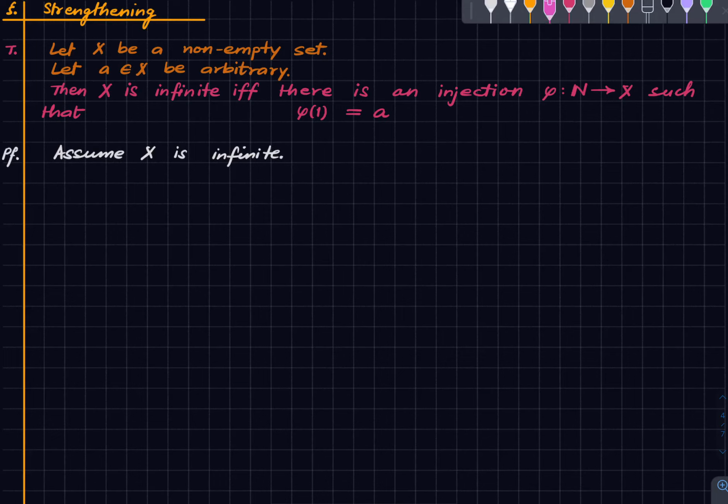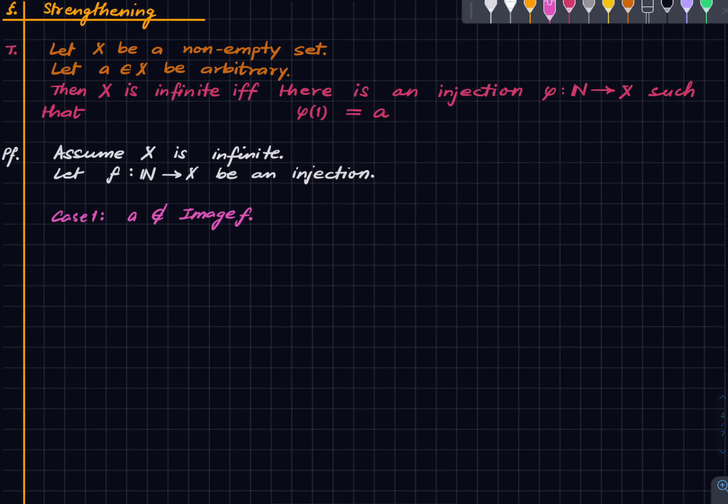So there are two cases. Before we start with case 1, by the previous proposition, we can find an injection. Let f from the naturals to X be an injection. This exists because X is infinite and because of the previous proposition. We have that, and now there are two cases. Case 1 is that A is not in the image of f.